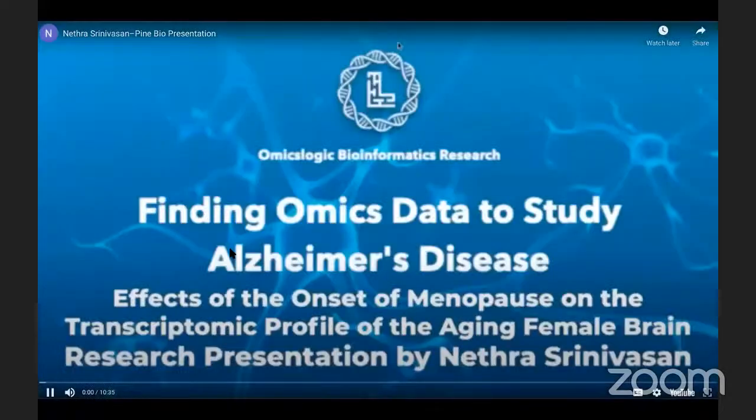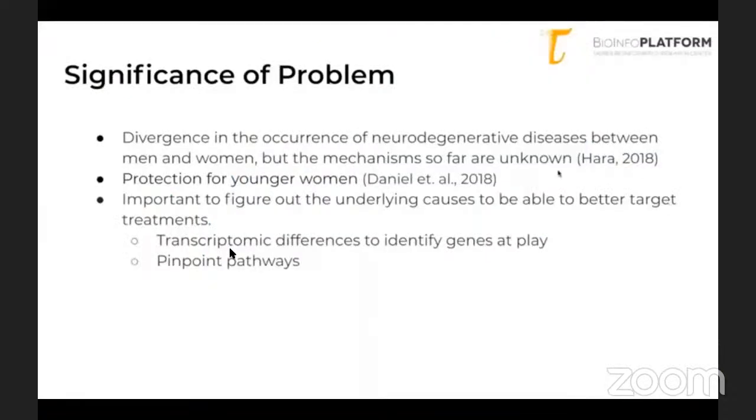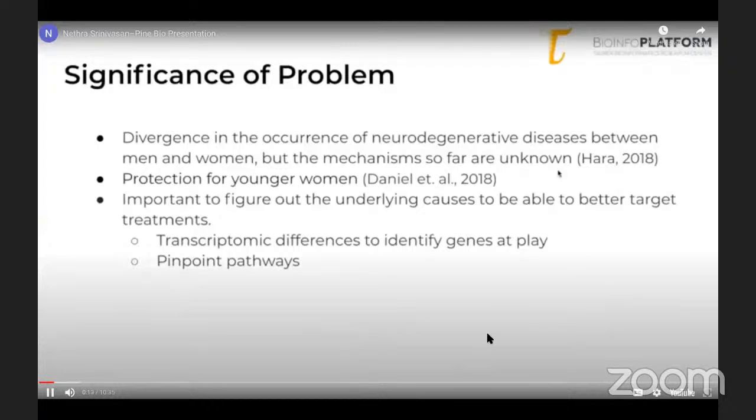Hi, everyone. My name is Netra Srinivasan, and my project is the effects of the onset of menopause on the transcriptomic profile of the aging female brain. First of all, to start off with the significance of the problem, there appears to be a divergence in the occurrence of neurodegenerative diseases between men and women, but the mechanisms so far are unknown.